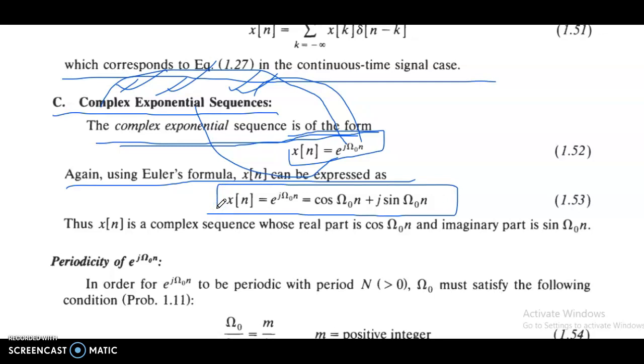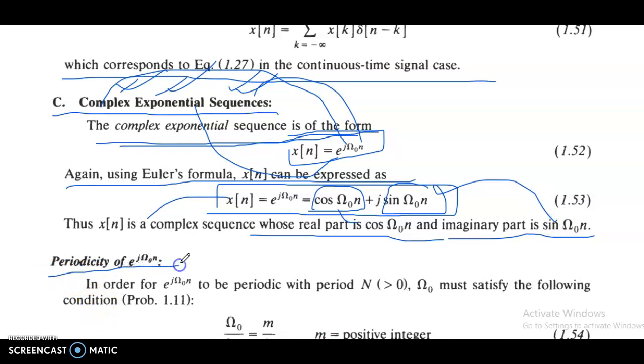Thus, x of n is a complex sequence whose real part is cos omega naught n and whose imaginary part is sin omega naught n. The real part is cos omega naught n, and the imaginary part is sin omega naught n.